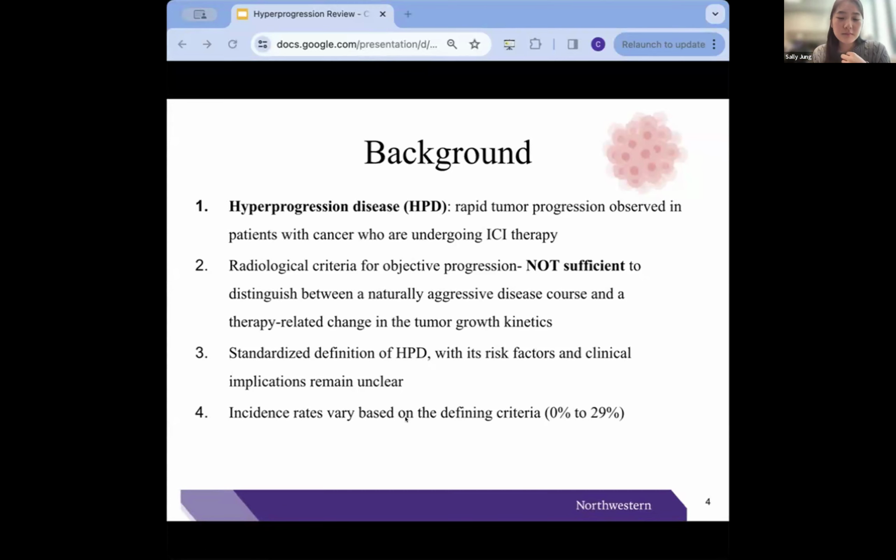But the point is that it's difficult to determine whether these varying estimates reflect differential tumor intrinsic behavior or whether it arises from differences across current definitions of hyperprogressive disease.